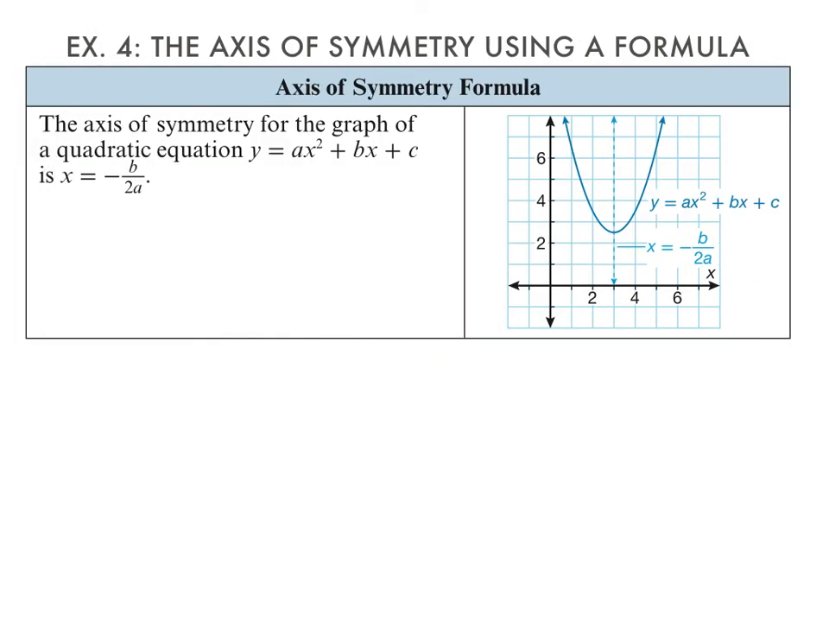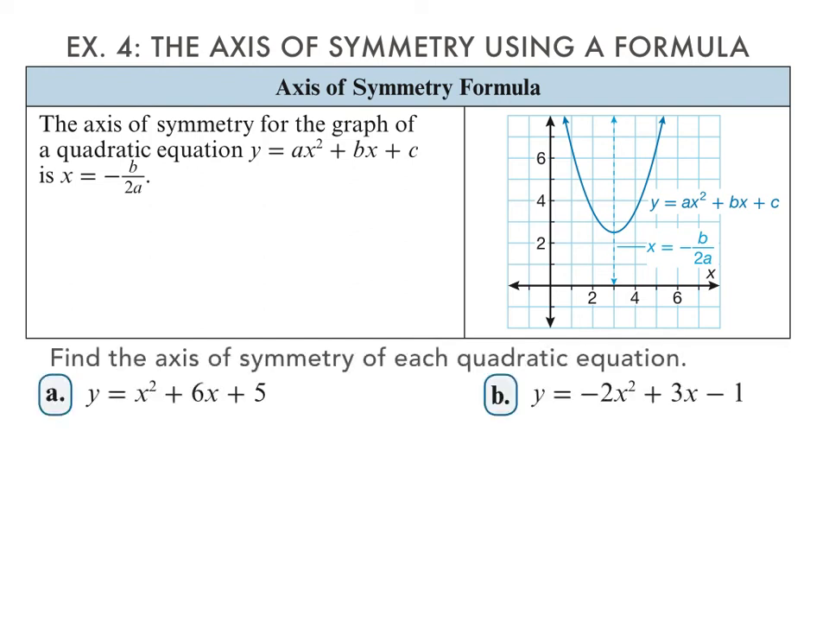We can also find the axis of symmetry using a formula if we don't have a graph and we only have an equation. If we have an equation of the form y equals ax squared plus bx plus c, then the x value of the vertex is -b over 2a. We don't ask you to memorize a lot of formulas in algebra, but this one is going to be important. And so the axis of symmetry will have the equation x equals -b over 2a.